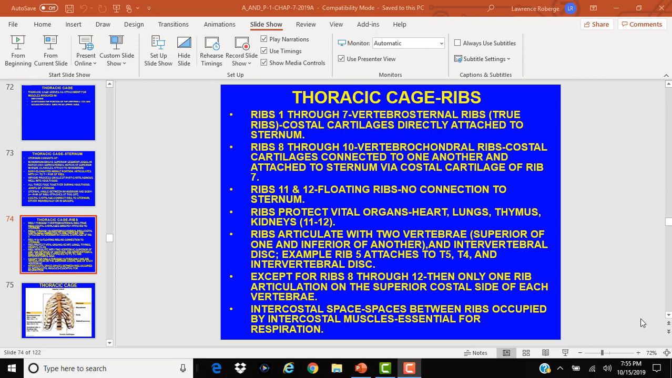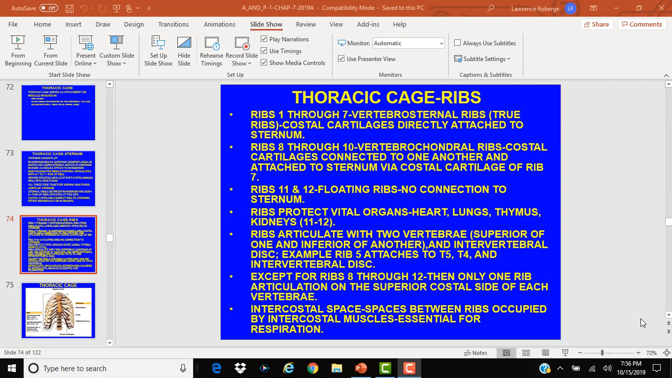But ribs play some very important roles, including protecting the vital organs of heart, lungs, thymus, and kidneys. Particularly 11 and 12 play a role in the protection of the kidneys. Ribs articulate with two vertebrae, the superior one and the inferior one, and the intervertebral disc. Example is rib 5. It attaches to T5, T4, as well as the intervertebral disc between them. Now, this is in effect from 1 through 7. Ribs 8 through 12 only have one articulation, on the superior costal facet of each of the vertebrae.